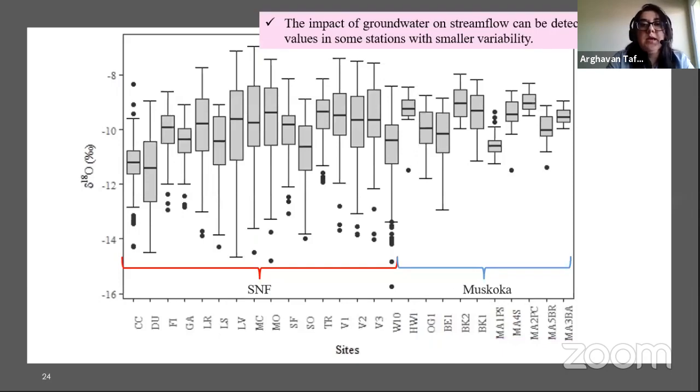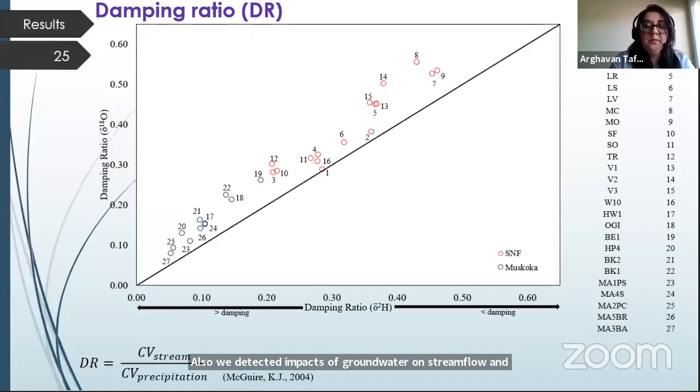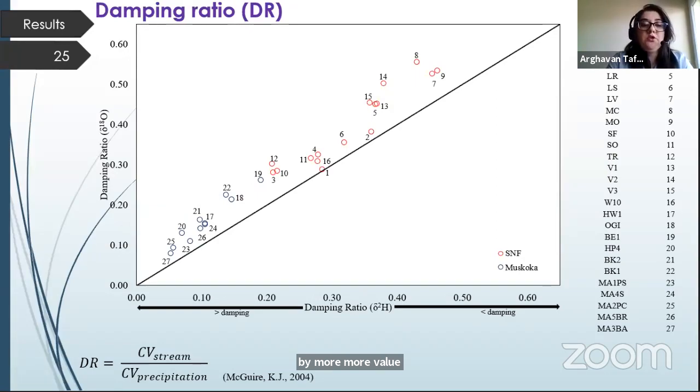Also, we detect the impacts of groundwater on streamflow by more negative values in some stations with a smaller variability. After that, I generated the damping ratio. Damping ratio is the coefficient of variation of H2 or O18 in a stream to the coefficient of variation of stable isotopes in precipitation. By generating the graph, we could detect good information about our watersheds.